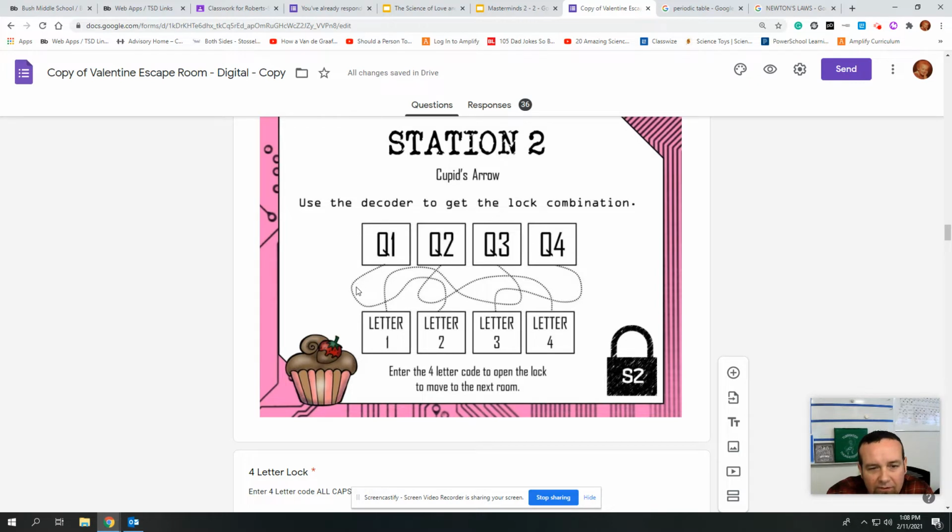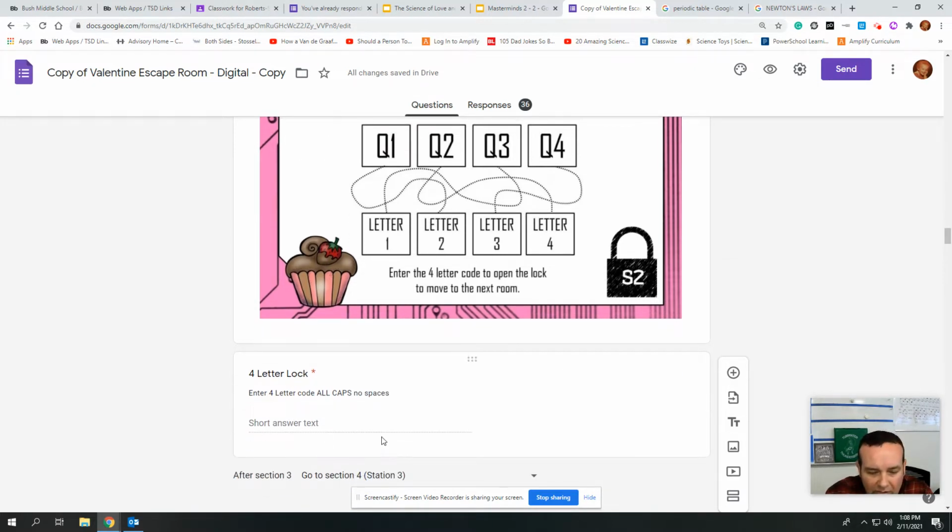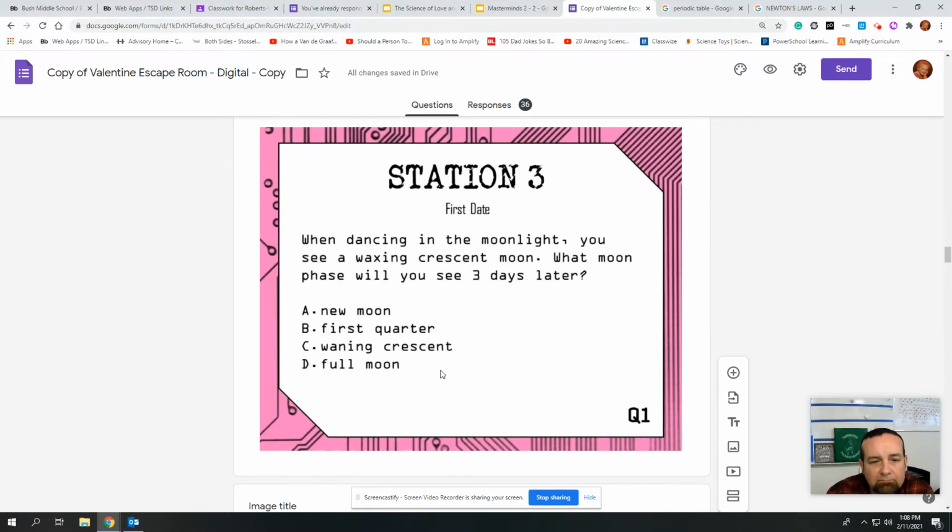For your letter combination here, your answer to number 1, which was A, is not in the right order. So you have to follow these little dotted lines. And that's actually going to be the second letter. And when it's all said and done, we should have C, A, B, D, all caps. That should get you to station 3.